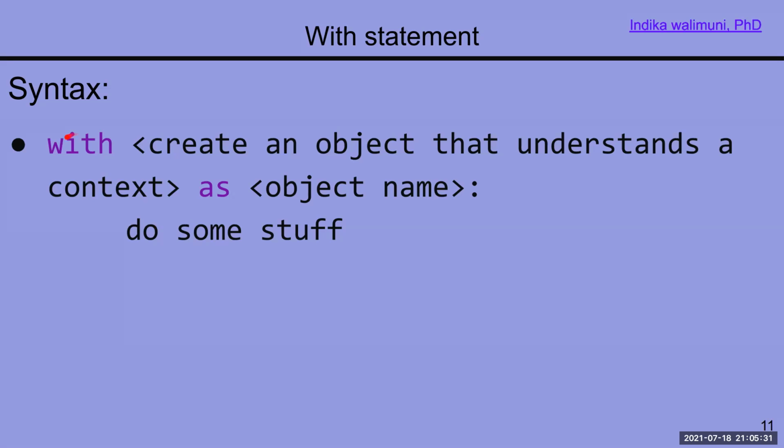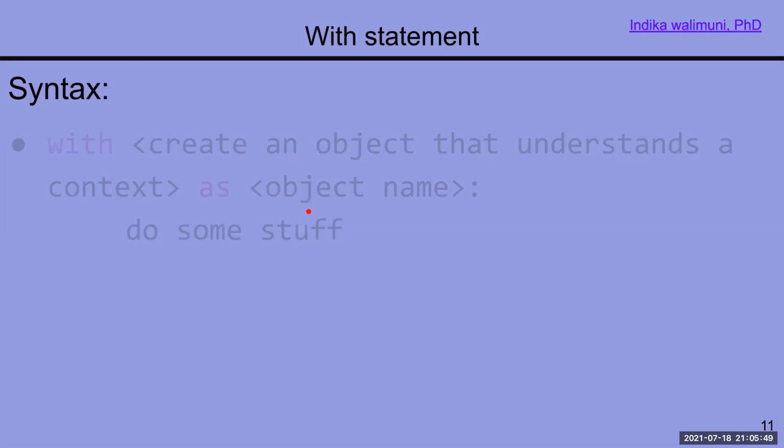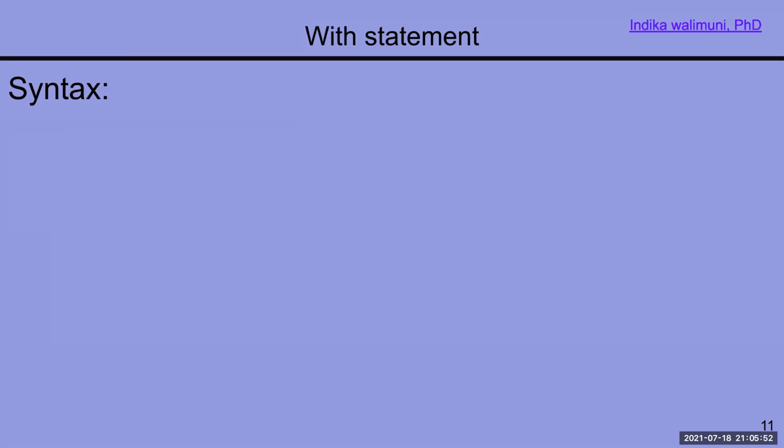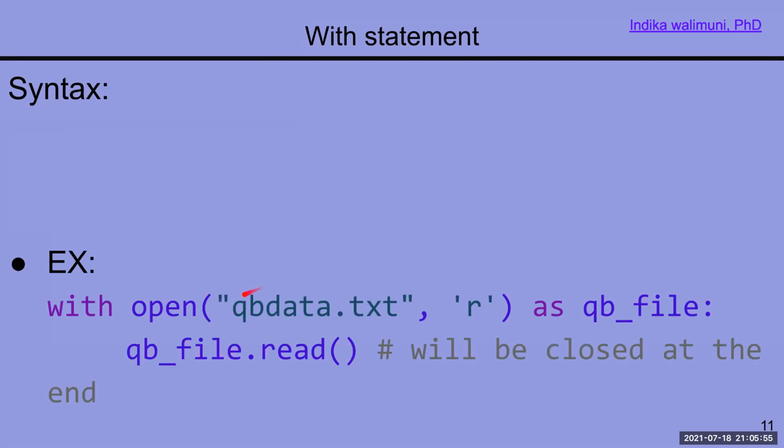So the with statement is a compound statement, and there's one tab indentation over here, 4 spaces or one tab. There can be as many statements as you want inside here. It's like a for loop compound statement. Okay, so here's an example. In this case, we're going to open the QB data file. So with open, this is that context that we were talking about. So now it's clear, right? We are going to open this file for reading, and this is the object.